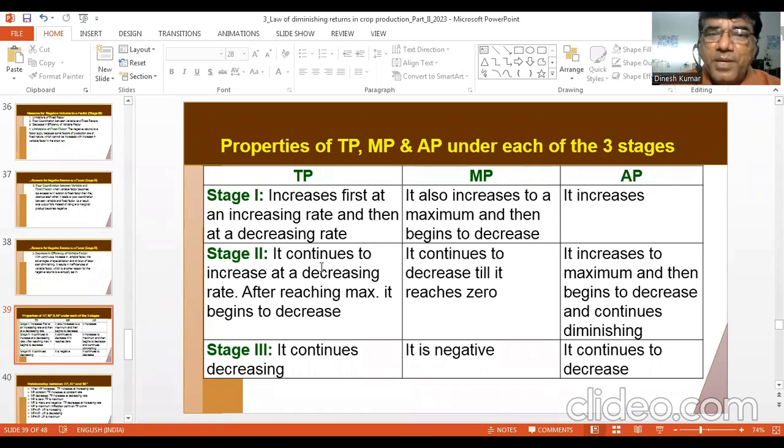Stage 2: TP continues to increase at a decreasing rate. After reaching maximum, it begins to decrease. MP continues to decrease till it reaches 0 in stage 2. AP increases to maximum and then begins to decrease and continues diminishing. Stage 3: MP is negative, and it continues to decrease. AP continues to decrease. It is not yet 0. It will be 0 only when your TP is 0.